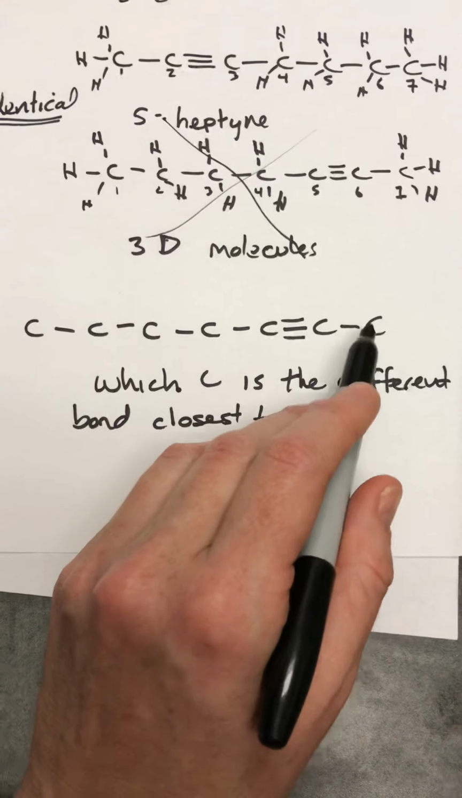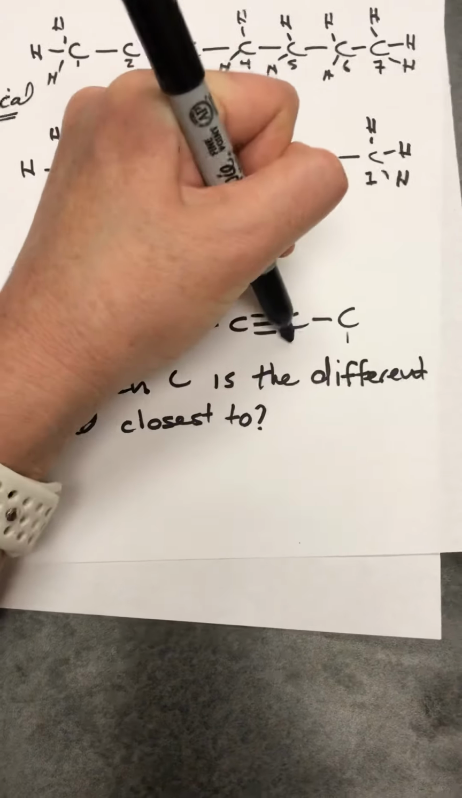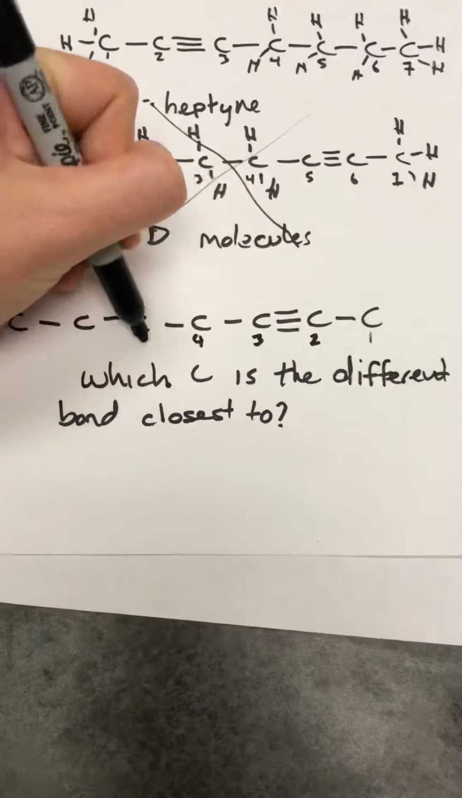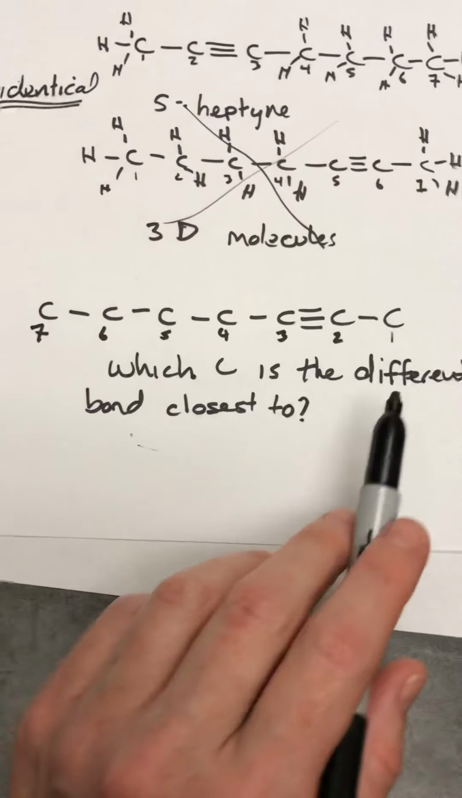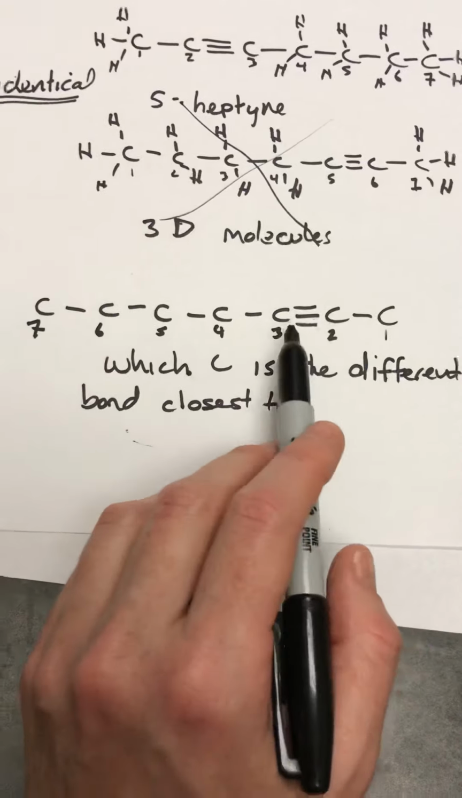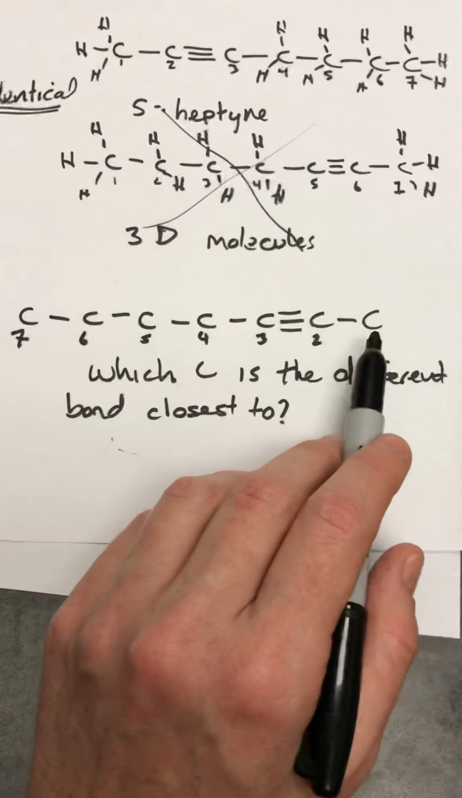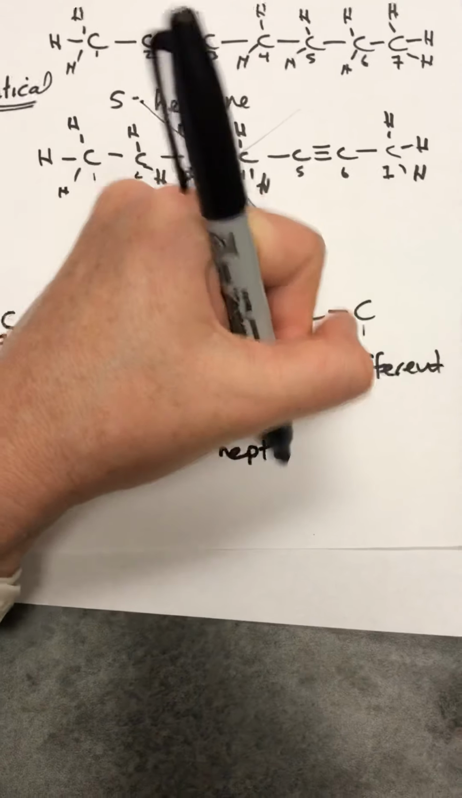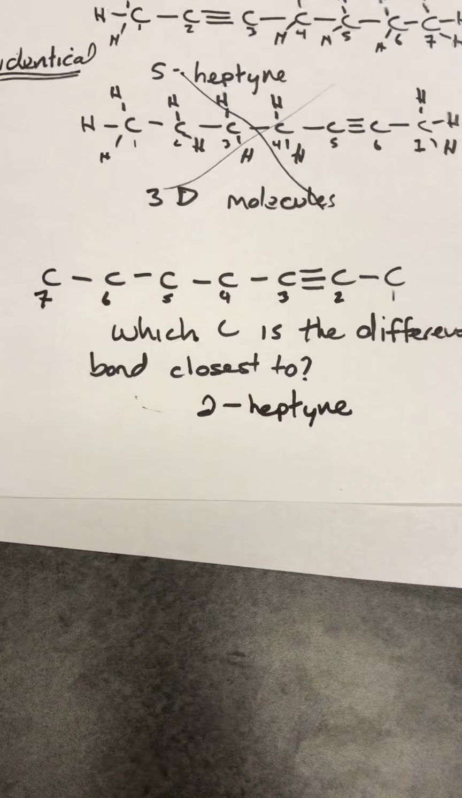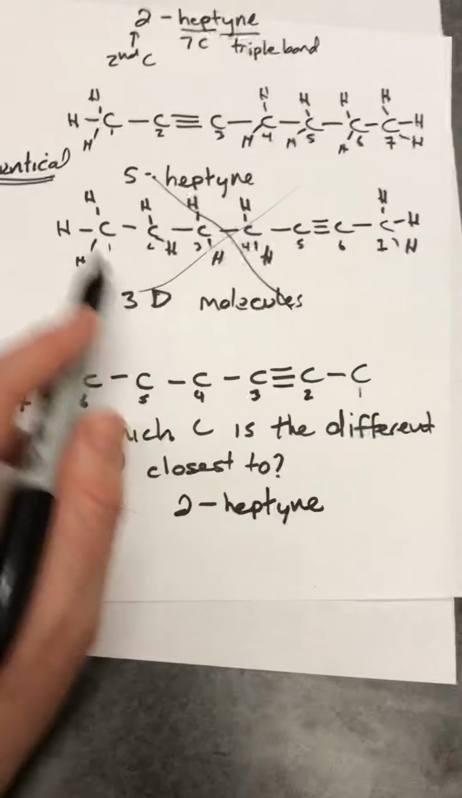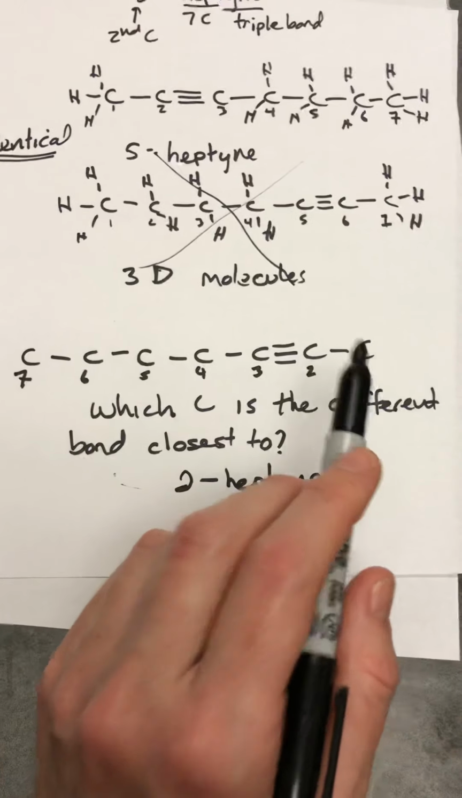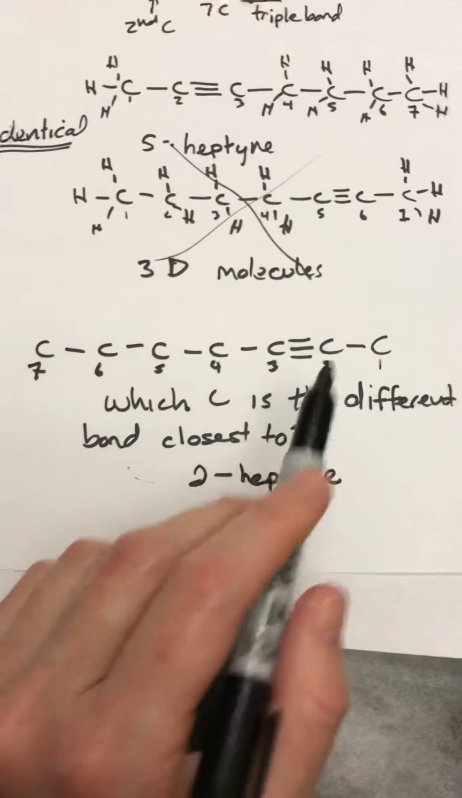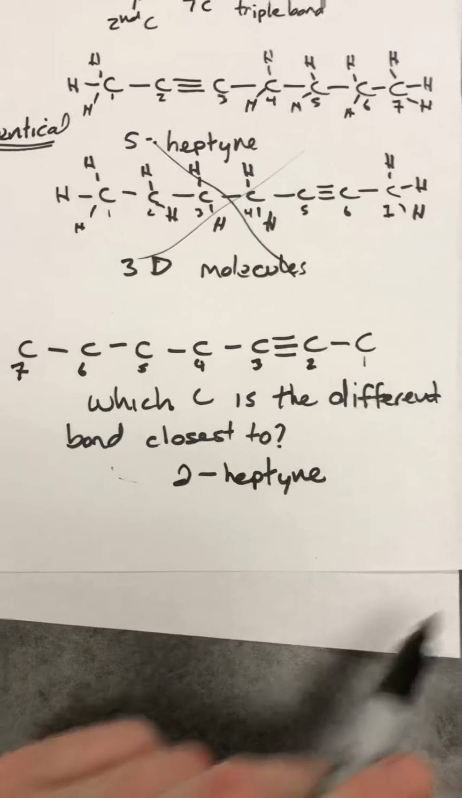This triple bond is closer to this carbon, and therefore we make this one number 1, 2, 3, 4, 5, 6, 7. And of course we're not drawing hydrogens right now. It's easier to see it this way. So 1, 2, 3, 4, 5, 6, 7. Hey, this is 2-heptyne when you add the hydrogens. So this molecule doesn't even exist. They're actually interchangeable, so you always want to look for the carbon that's closest to the double or triple bond, and that's going to be your number 1.